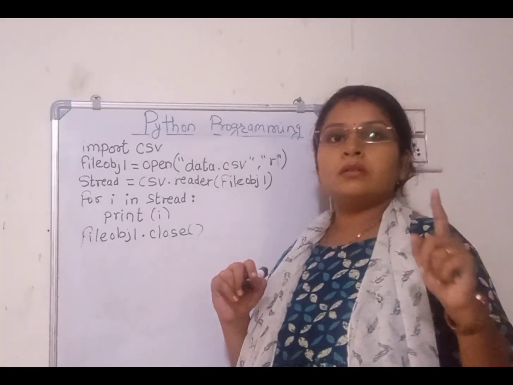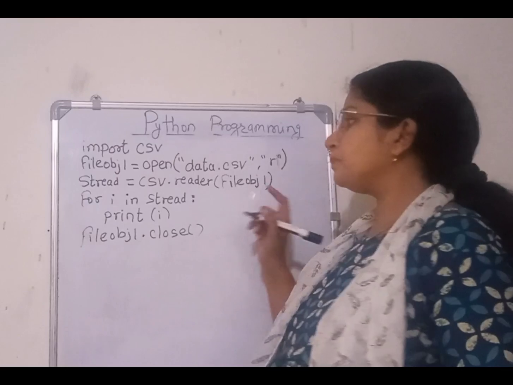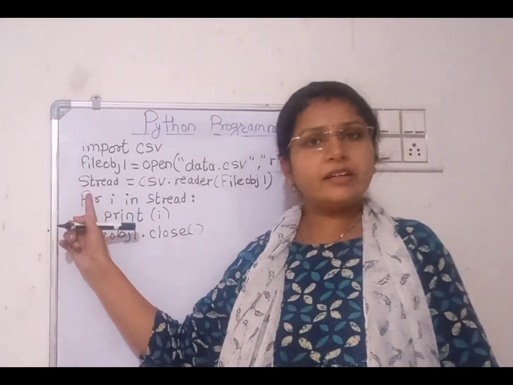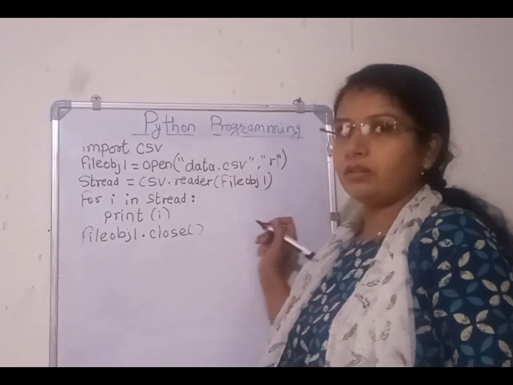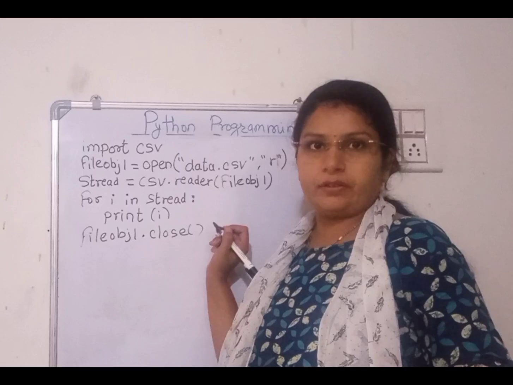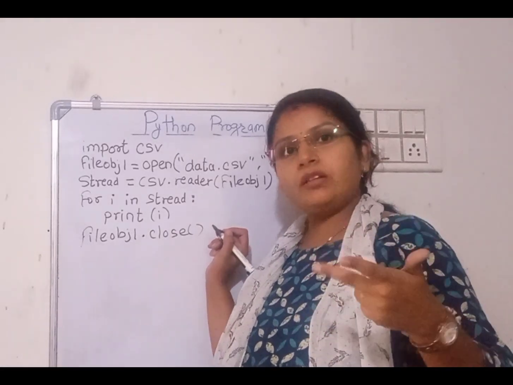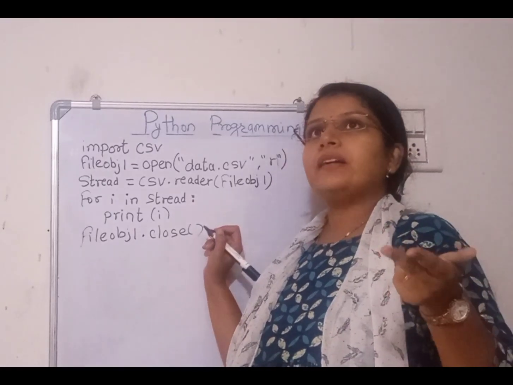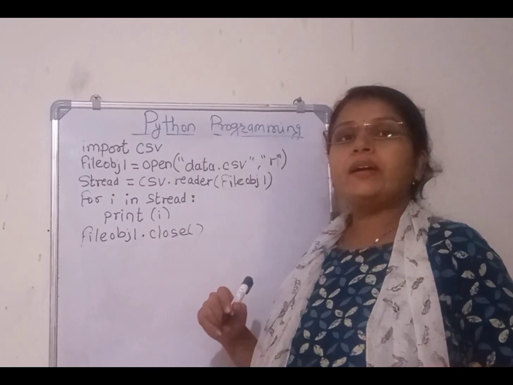Another thing, here one extra element is here. I am creating the reader object and I am just mentioning the file object reference here, right? But what if I want to change the delimiter? Suppose the file which I am accessing has a different delimiter. So how do I mention it?